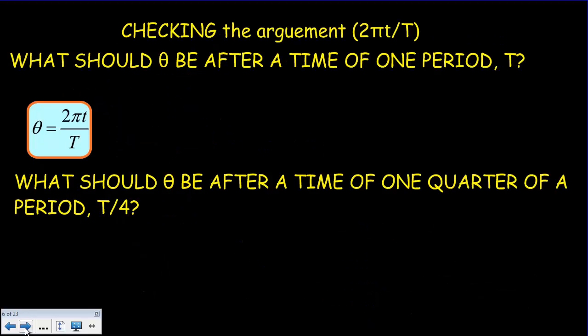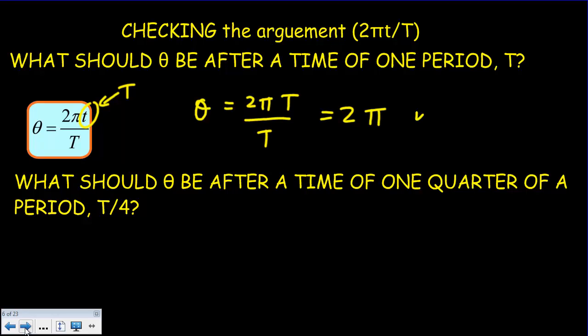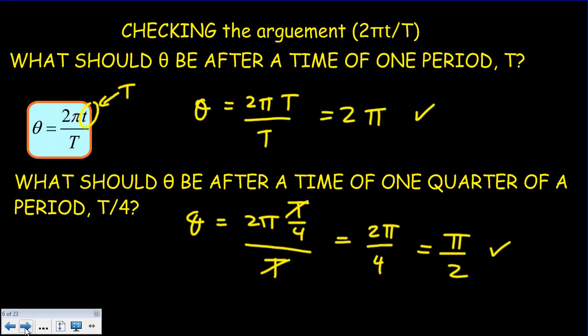And we can do a brief check to see if that argument is really working. The angle theta after 1 period should be equal to 2 pi. Let's check if that's true. So when t equals 1 full period, so t is going to be replaced by a full period, then of course I get 2 pi. That checks out. What should theta be after 1/4 of a period? Well, we're expecting that after 1/4 of a period, we should get theta being equal to pi over 2, 1/4 of 2 pi. Let's check that out. That checks out as well.